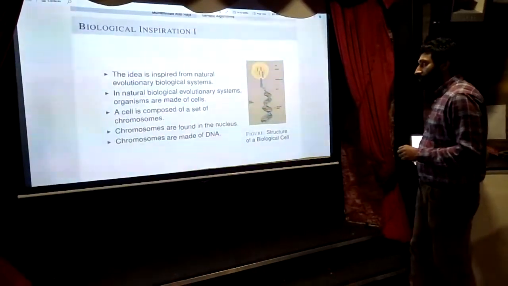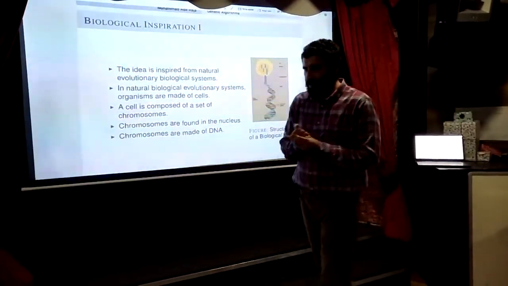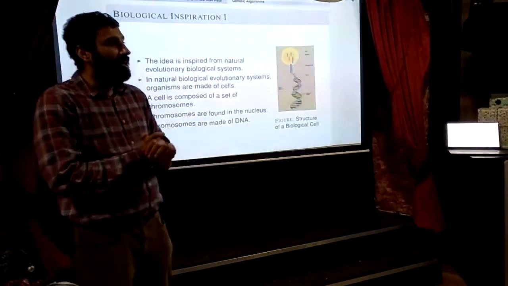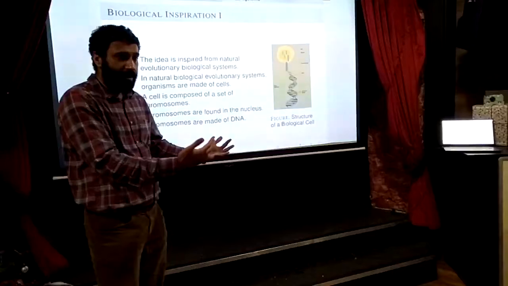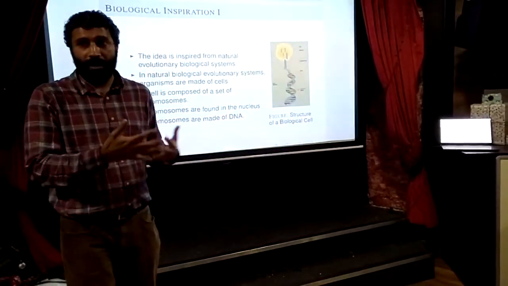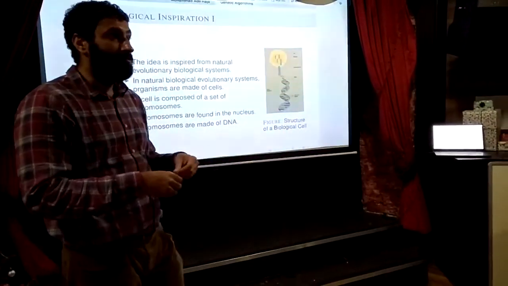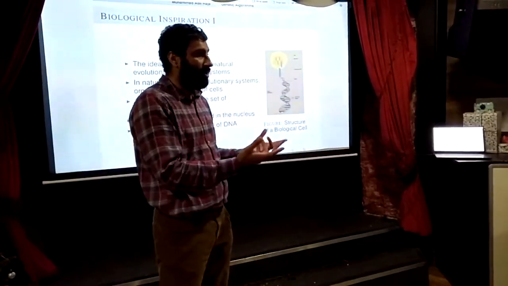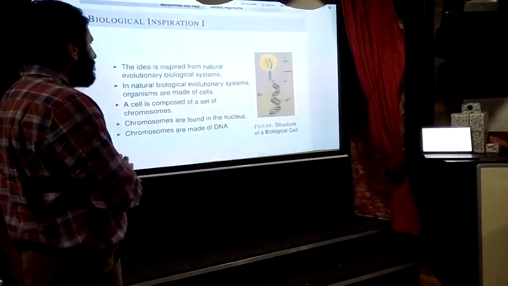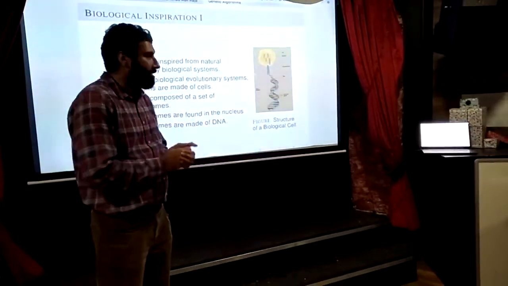So I'm just going to talk about the biological inspiration about genetic algorithms, and over here I'll also be talking about some jargon which is normally used, which is actually borrowed from the biological evolution and is used also in genetic algorithms. And the jargon is not just specific to biological evolution, but also to genetics as well. So the idea of genetic algorithms, as I said, is inspired from natural and evolutionary biological systems.